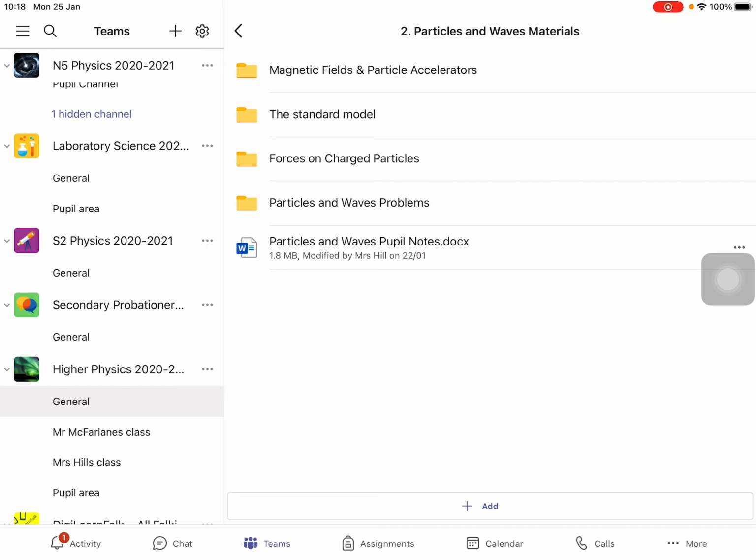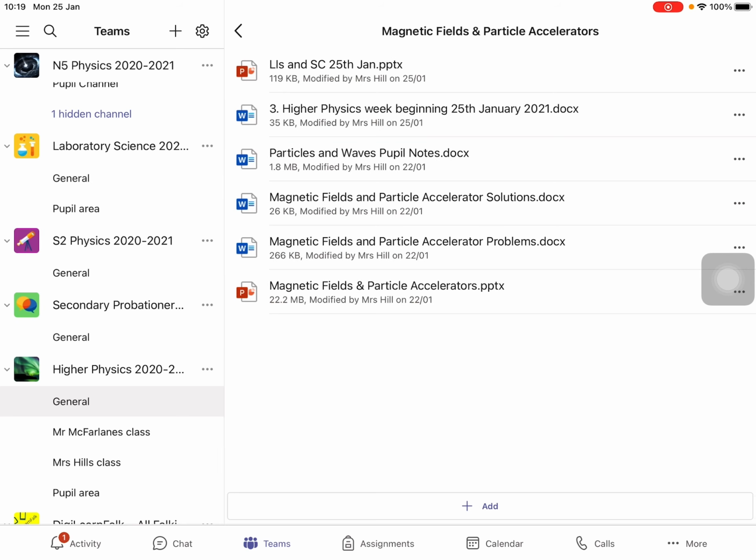So magnetic fields and particle accelerators really follows on from forces on charged particles. Last week we learned about what happens to a charged particle when you put it in an electric field. What we're going to talk about now is magnetic fields. You covered this a little bit in National 5, but we should remember that electric fields and magnetic fields very much go hand in hand together. So that's why we're leading on. We did electric fields last week. We're going to do magnetic fields this week.